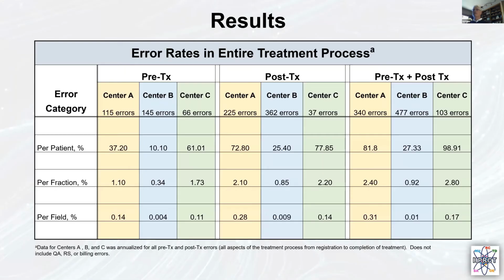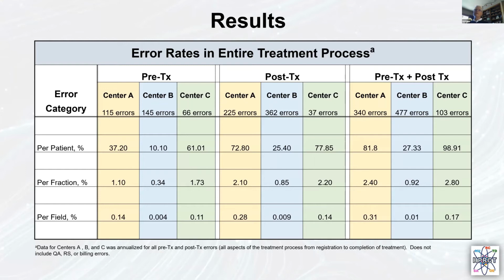So as far as the results of some measurements we did with error rates in the entire treatment process, we broke this out from the very top left to right of pre-treatment, post-treatment, and pre and post-treatment. And we looked at 3 centers. In pre-treatment, we have center A, B, and C, the same at post-treatment, and then pre-treatment plus post-treatment.